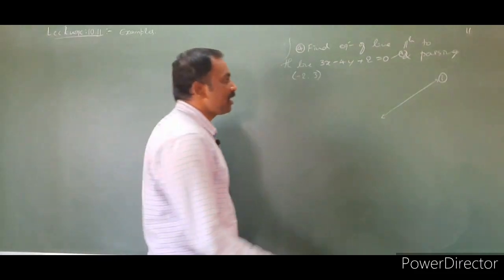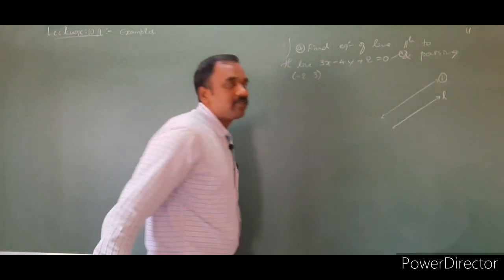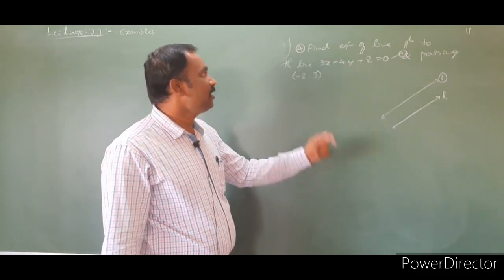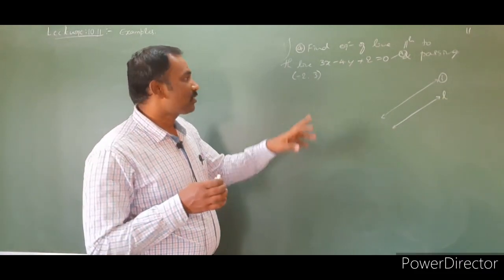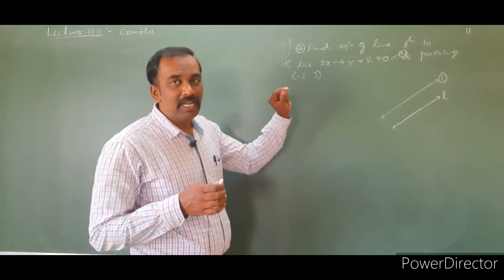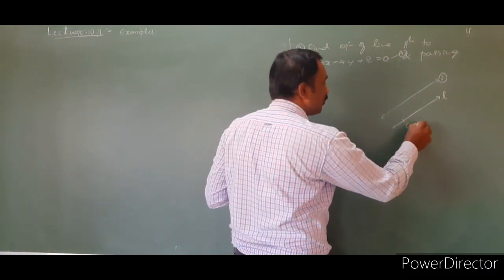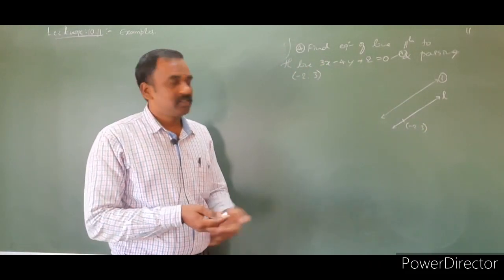How is the required line described? The required line is parallel to the given line. L will be the required line. It is parallel to the given line and passes through the point (minus 2, 3). Which line passes through the point, the required line or the given line? The required line passes through the point (minus 2, 3). In that case, find the equation of the line.